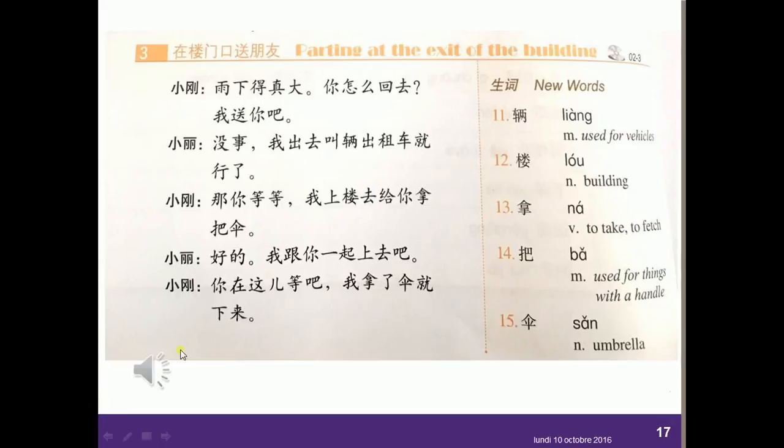生词 New words. I'm going to play the whole text one more time. And this time, please close your eyes and try to remember what happened, the scenario, what we're saying they are at, what kind of conversation they will have if it's heavily raining, and try if you can understand what they are talking about.